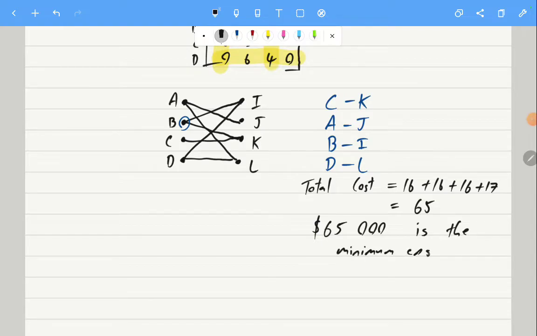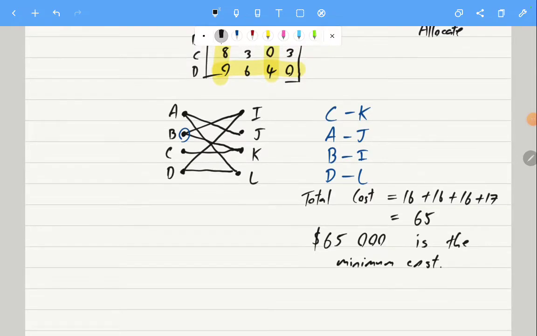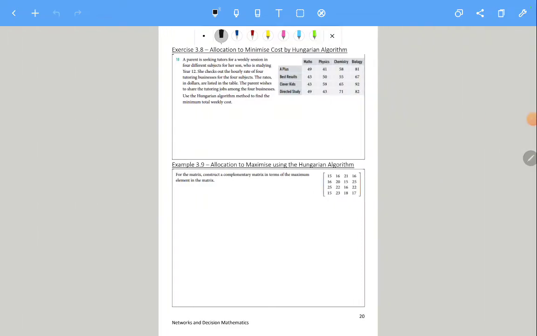Alrighty. So we've now had a look at that one. There's a couple of questions here that you can have a crack at yourselves, and then I'm going to show you how to do 3.9, which is a maximization problem using the Hungarian algorithm.